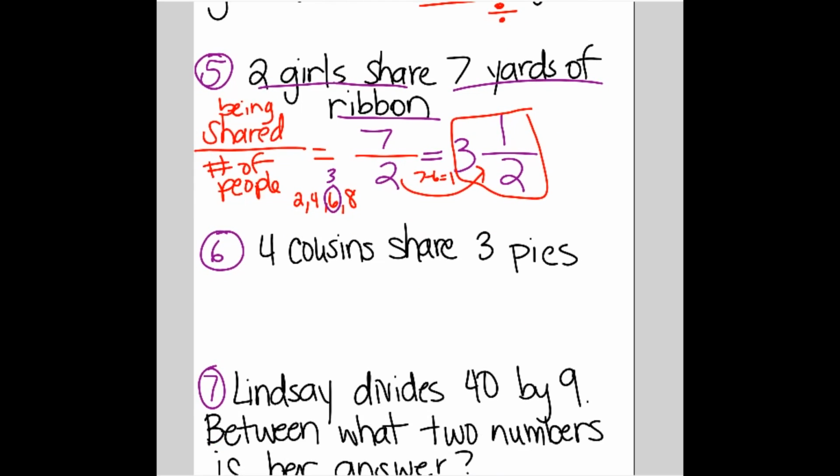Number 6 says 4 cousins share 3 pies. Again, we're talking about what's being shared, and we put it over the number of people. So what's being shared are the 3 pies, and the number of people, it's 4 cousins. So let's see if we can make a mixed number. Okay, so now we need to see if we can simplify. Looking at our numerator, is our numerator bigger than our denominator? 3 is not bigger than 4, so that means that it's not going to give us a mixed number, but let's see if we could get anything simplified.